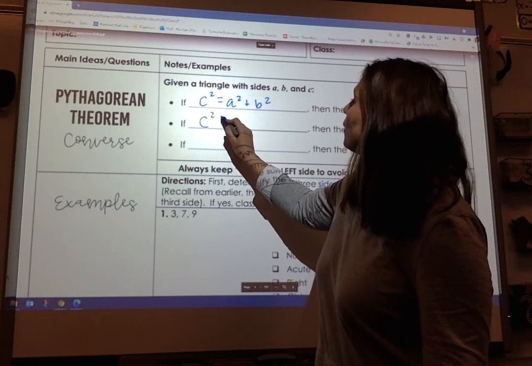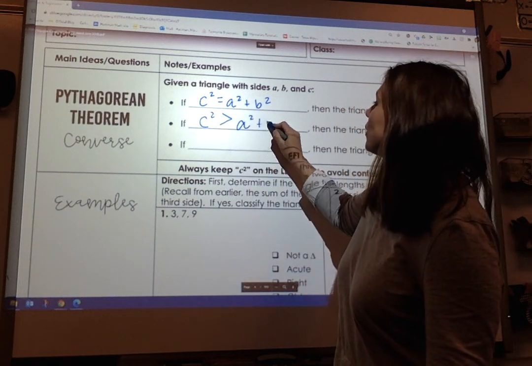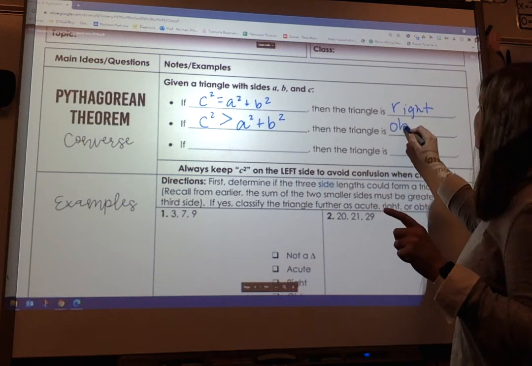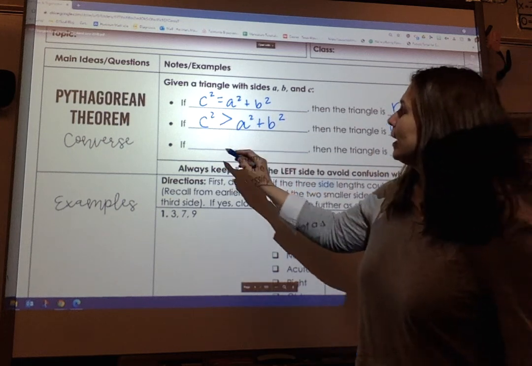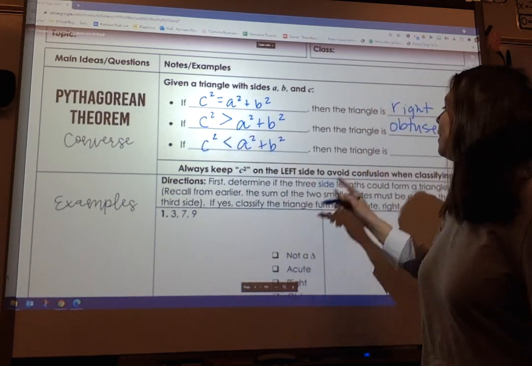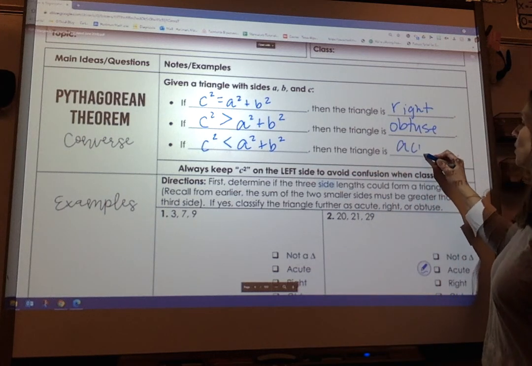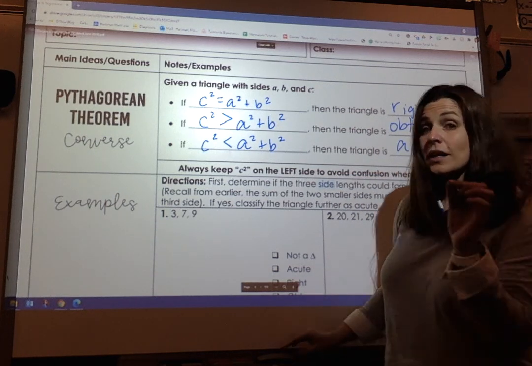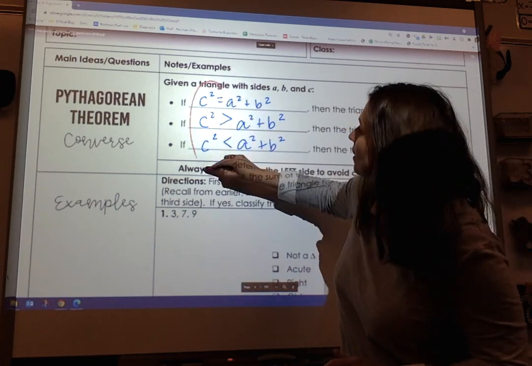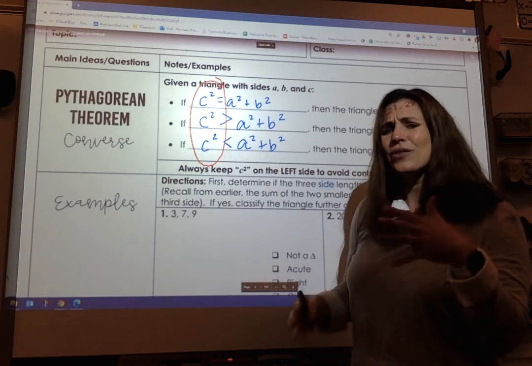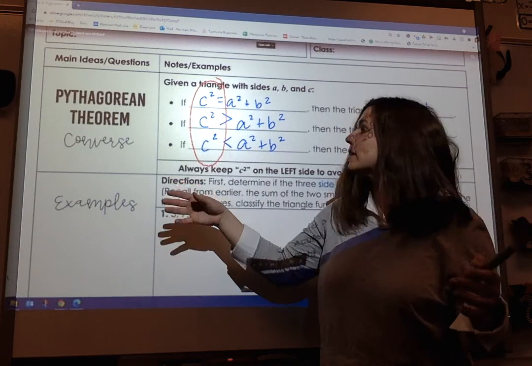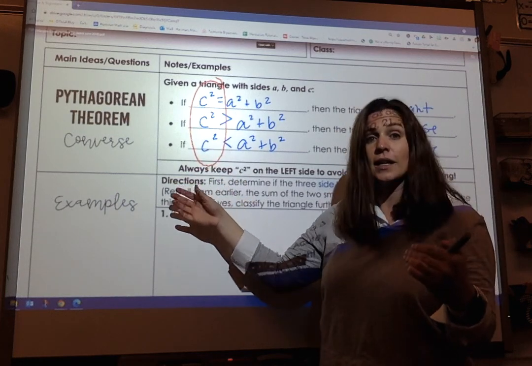If c squared is greater than a squared plus b squared, then the triangle is going to be obtuse. If c squared is less than a squared plus b squared, then the triangle is acute. Now, do not get this confused. The only way this works is if you have c on the left-hand side. It's easier that way to classify, because if c is greater, it's obtuse, greater than 90 degrees. And if c is less, it's less than 90 degrees, then it's acute.